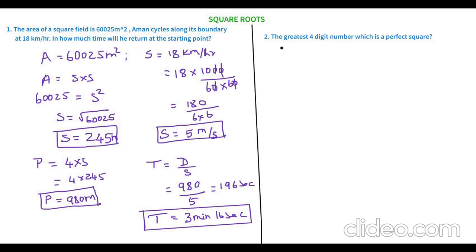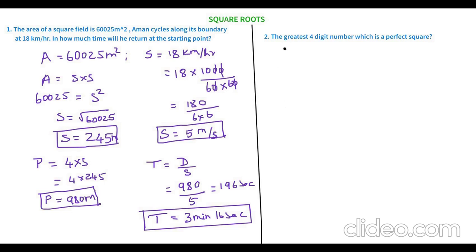Now let's see the second example for today. The second word problem which we have taken for today is: the greatest 4-digit number which is a perfect square. So now we have to find the greatest 4-digit number which is a perfect square. So as usual, what is the greatest 4-digit number?